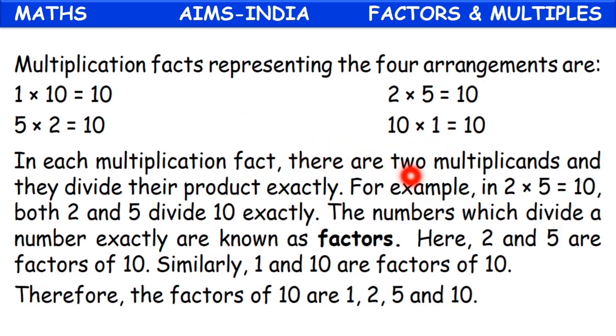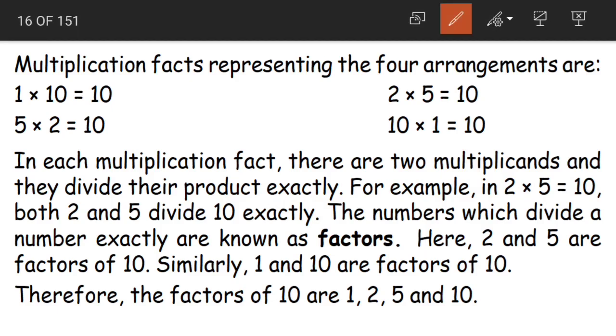In each multiplication fact, there are 2 multiplicands and they divide their product exactly. So what are they saying? Here we have 2 multiplicands. 1 and 10 are our multiplicands, and what is the product? Here 10 is the product. These 2 multiplicands divide the 10 exactly. See here, 1 tens are 10.